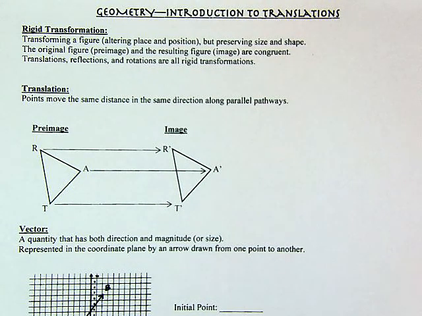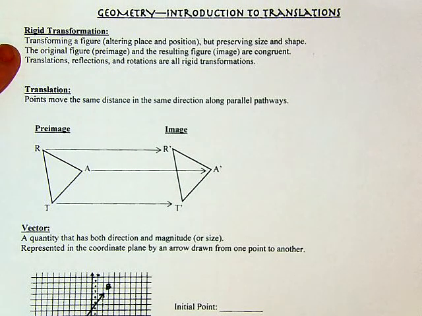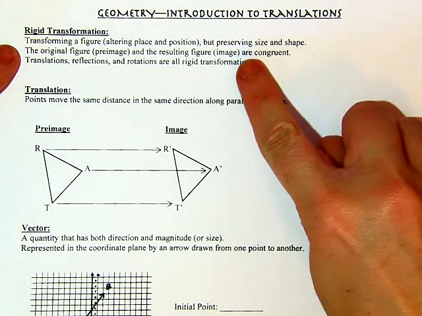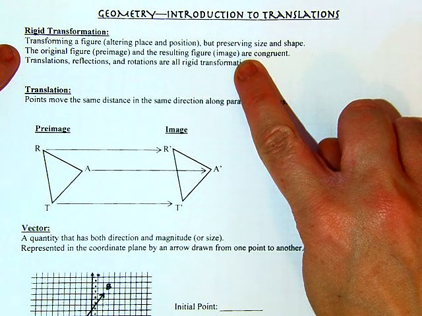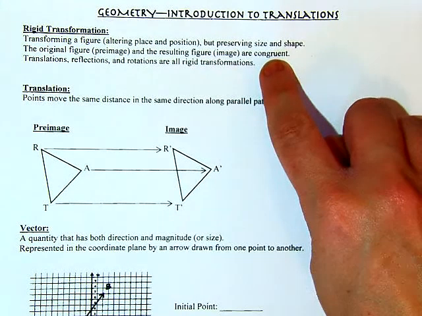So we're going to move it around on a coordinate plane or not. It doesn't have to be on a coordinate plane, but regardless, once we move it around, once we alter the place and position, we still have the same size and shape. Our figure should still match. So the original figure, we call that the pre-image. Okay, that's our starting figure. And after we've applied a transformation, our resulting figure is the image, and the figures are congruent.